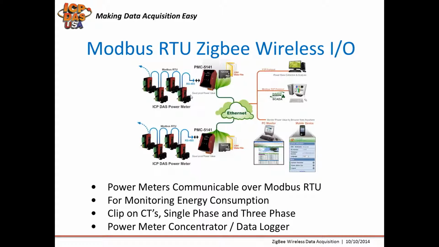ZigBee data acquisition technology and our Modbus RTU-based power meters and controllers are being used in energy management systems. You can monitor and control systems based on real-time energy consumption through Modbus RTU-based power meters, power meter data logging controllers, and ZigBee wireless converters, which helps to save energy. You can turn systems off based on conditions and can log data for analysis. The data is passed back to a SCADA system.